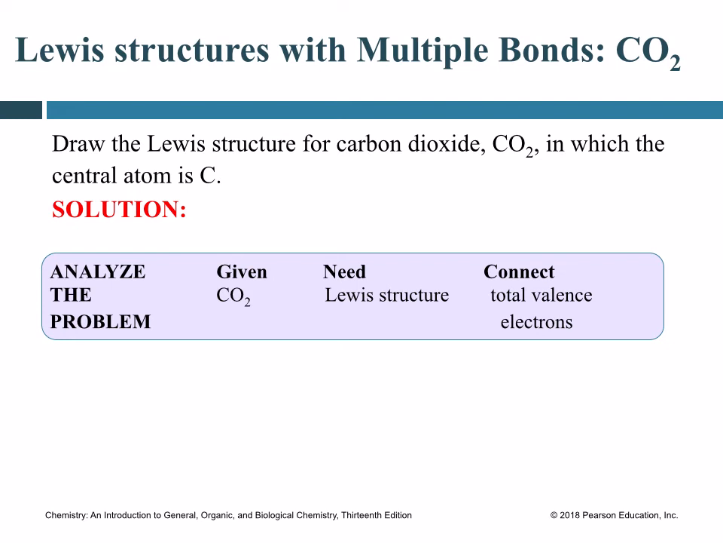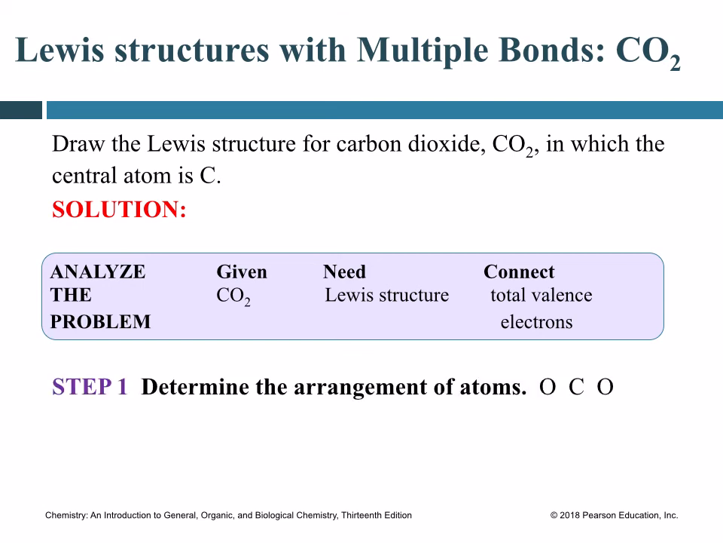You are given carbon dioxide and you need to draw the Lewis structure. To do that, you need to know the total number of valence electrons which are involved in the chemical reaction. First step, determine the arrangement of atoms. Since you are told that carbon is a central atom, place the 2 oxygen atoms around carbon.